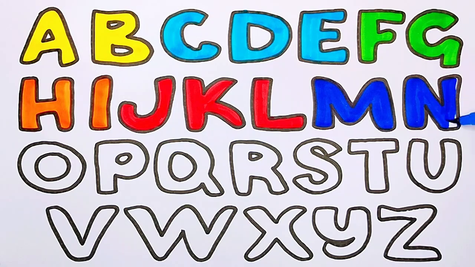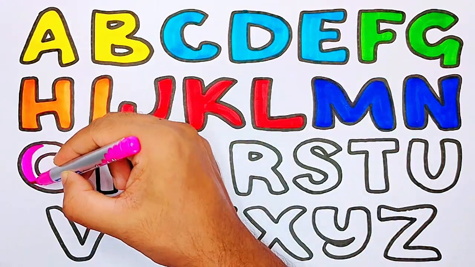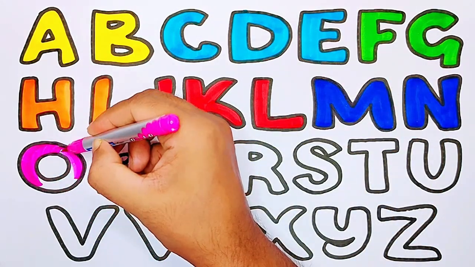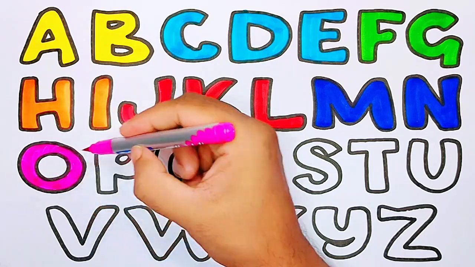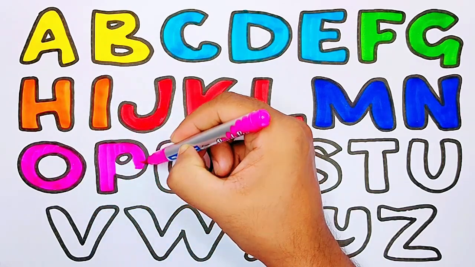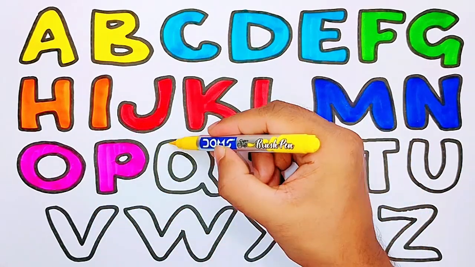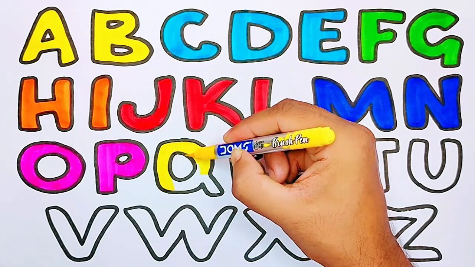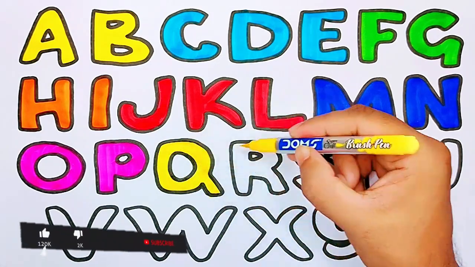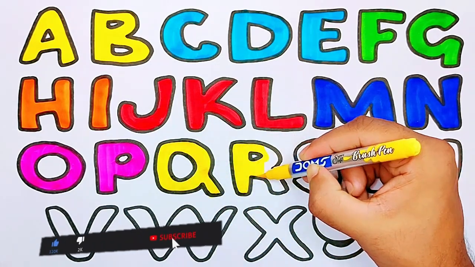N for net. Pink color. O for octopus. P for pear. Yellow color. Q for quail. R for rainbow.